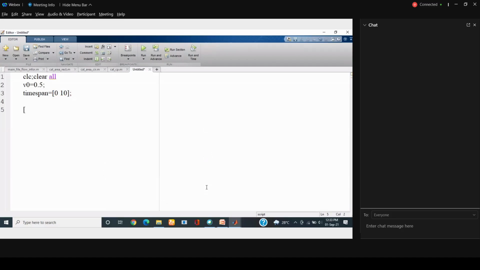Then I can go and look at the syntax. Syntax is t comma y. You can write any variables. Is equal to, let's have solver ODE45. This is my solver. In newer versions you don't need the at sign for function files. So ode example 1 as a function file name. Correct? And then it's the time span, and then the initial condition as v0. So this is what I completely wrote.